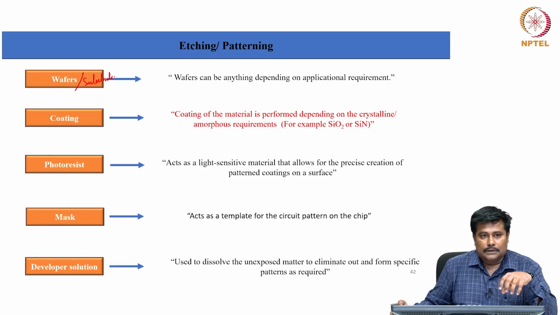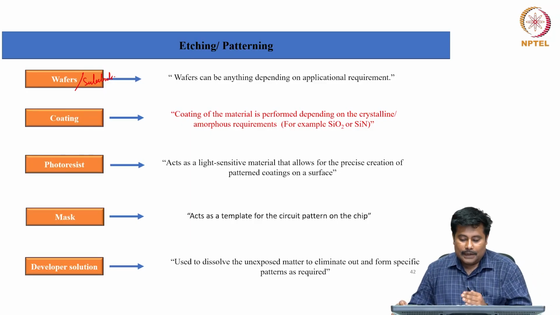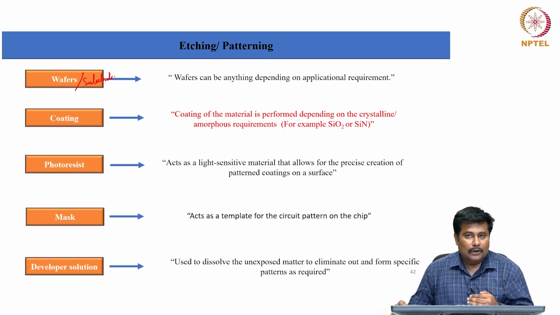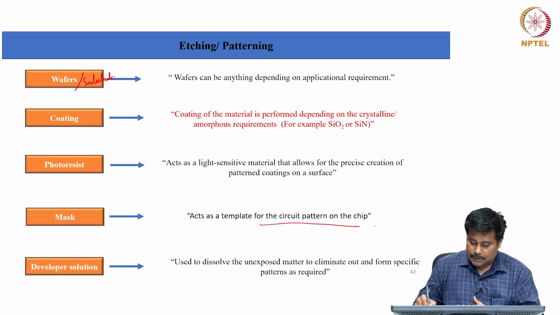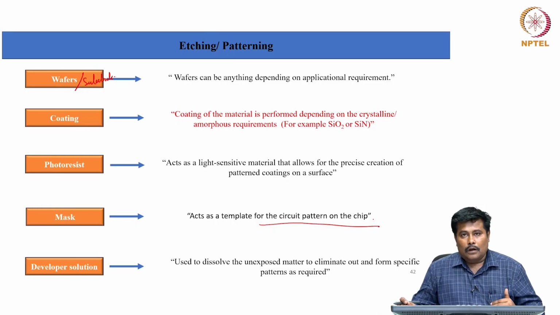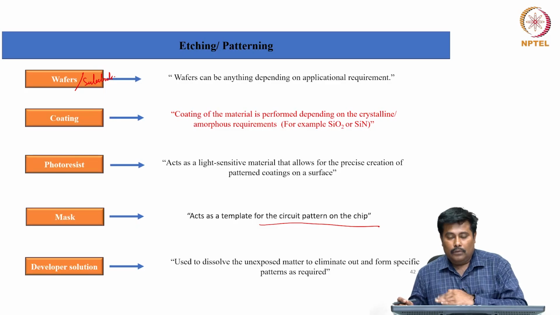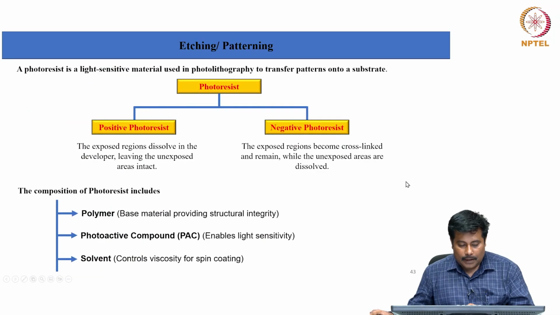The photoresist is a light sensitive material that allows for precise creation of the patterned coating on the surface. Now, we have a mask in place. The main function of this mask is that it acts as a template for the circuit pattern on the chip. And when we talk about the developer solution, this developer solution is used to dissolve the unexposed matter and eliminate it to form a specific pattern as and when required. So, these are the different elements which are available.